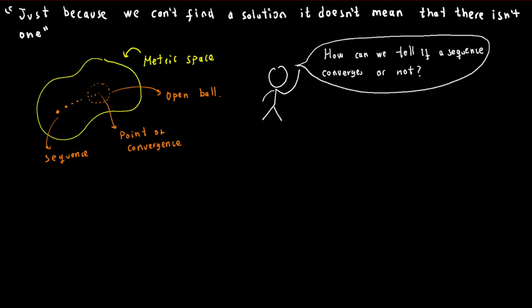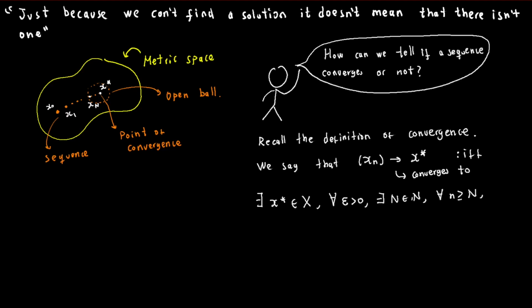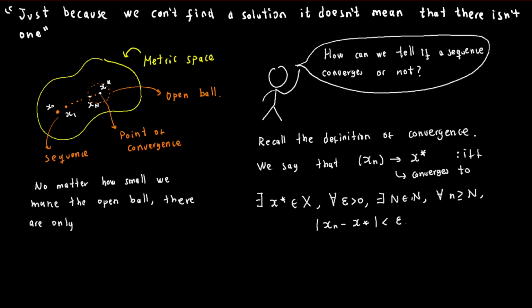Well, we are looking for a point, which we'll call x star, such that every time we throw an open ball around it, there is a natural number capital N that ensures every xn beyond that point is contained within that ball. Think of it like a concert venue where no matter how small we make it, there are always infinitely many people inside. However, not every sequence is a winner. That's why we are on this convergence mission today, to figure out what makes some sequence converge and others not so much.